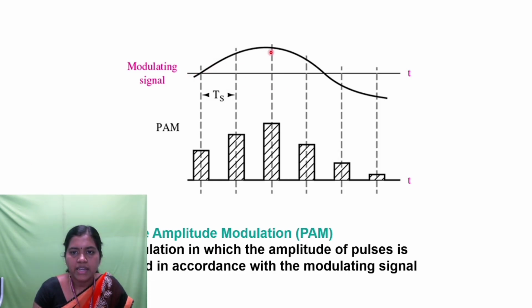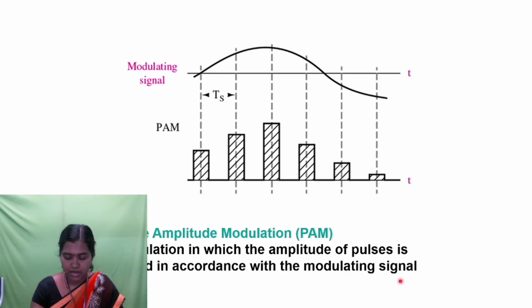In the modulating signal, this is the analog form. After modulation, the pulse amplitude modulation is like this. The amplitude of the pulse is getting varied. If you see, the amplitude gets varied. So pulse amplitude modulation is a modulation in which the amplitude of pulses is varied in accordance with the modulating signal.